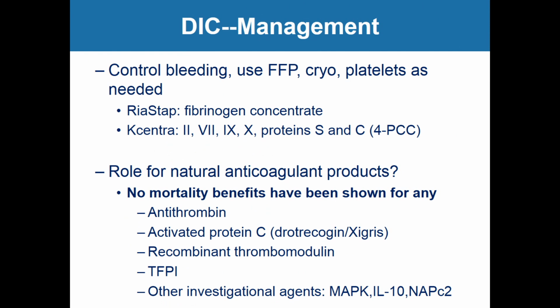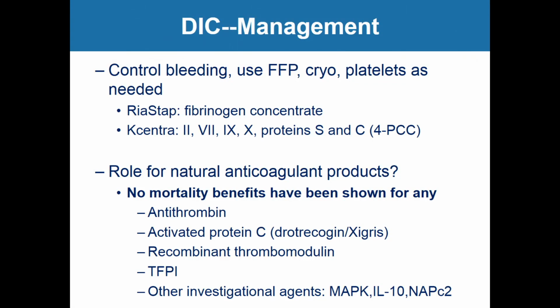In the setting of DIC and controlling bleeding, if you cannot use FFP due to volume or cryo, you can use Riastap as a source of fibrinogen concentrate, or even Kcentra if volume is a problem. Kcentra will supply factors 2, 7, 9, 10, and proteins S and C, remembering that it has a small amount of heparin.